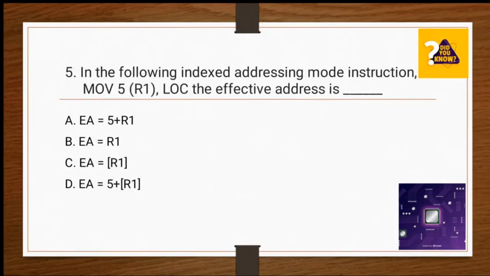The next one: in the following indexed addressing mode instruction, MOV 5[R1], location, the effective address is dash. The options are option A, EA equal to 5 plus R1, where EA stands for effective address; option B, EA equal to R1; option C, EA equal to [R1]; option D, EA equal to 5 plus [R1]. So the answer is EA equal to 5 plus [R1].